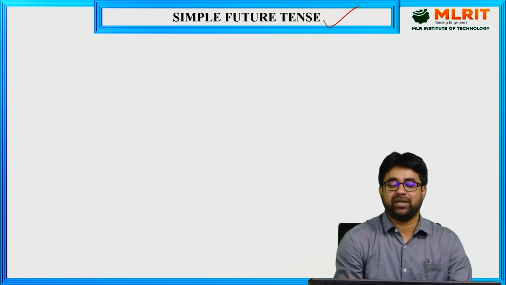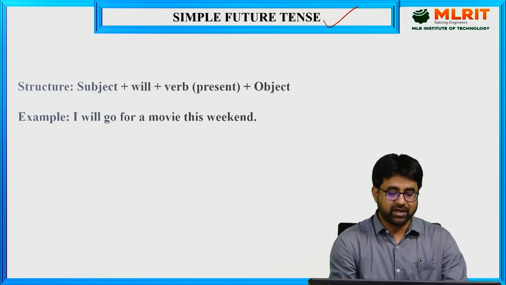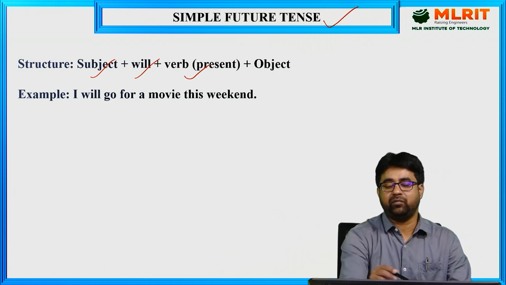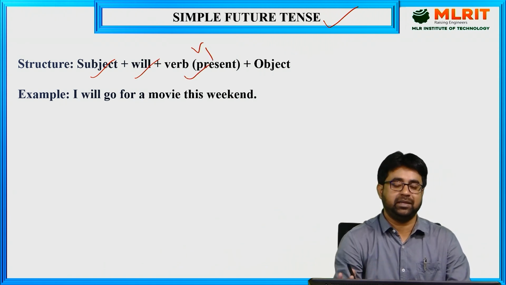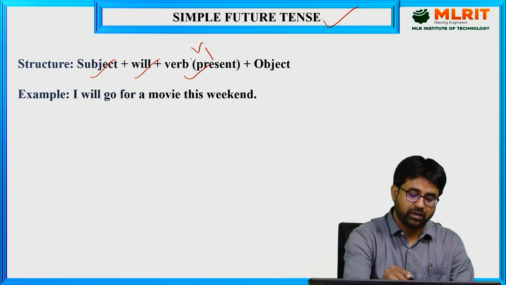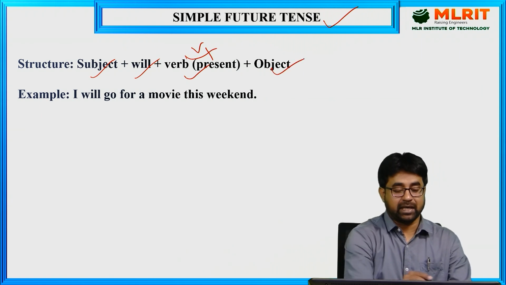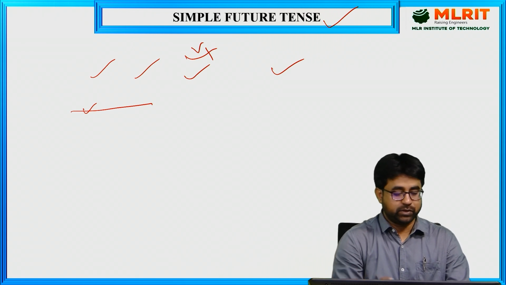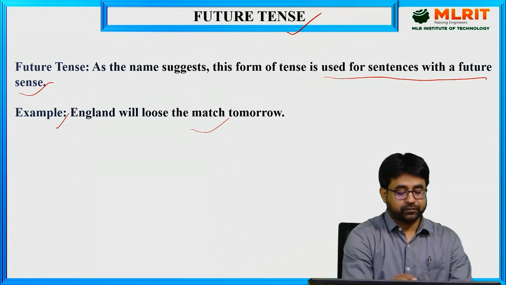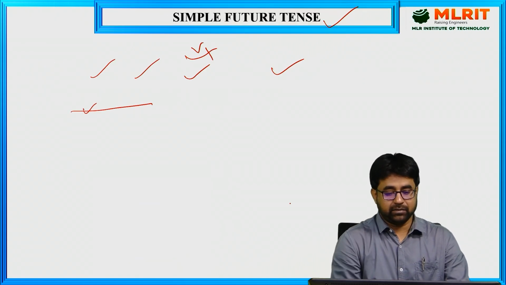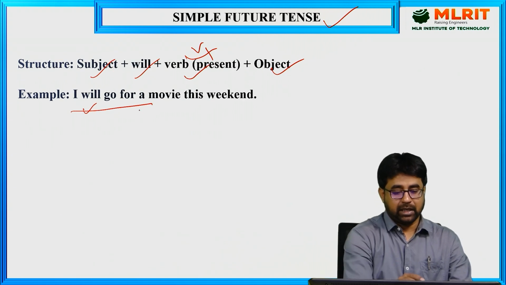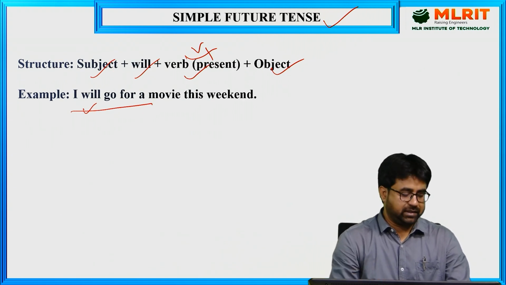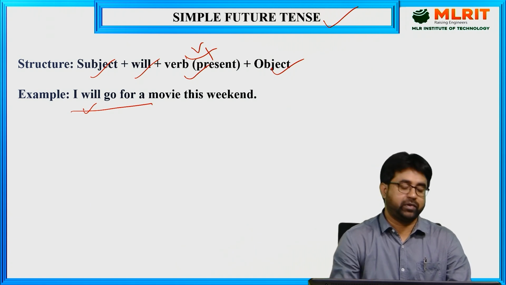Now, the first aspect is simple future tense. What is its structure? Very common and easy: subject plus will and then verb. The verb would always be in V1 form only. Please remember, no need to change the form of the verb here. V1 and then object. I will go for a movie this weekend. Now, this is the structure. This is pretty simple. There is no space for getting confused.